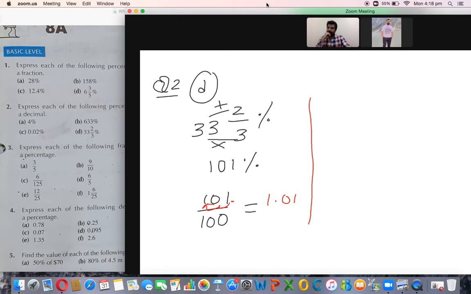So this is the solution of question number 1 and 2. In my next video, I will upload the solution of question number 3, 4, and in the same manner I will keep uploading solutions of more questions from the relevant exercise.